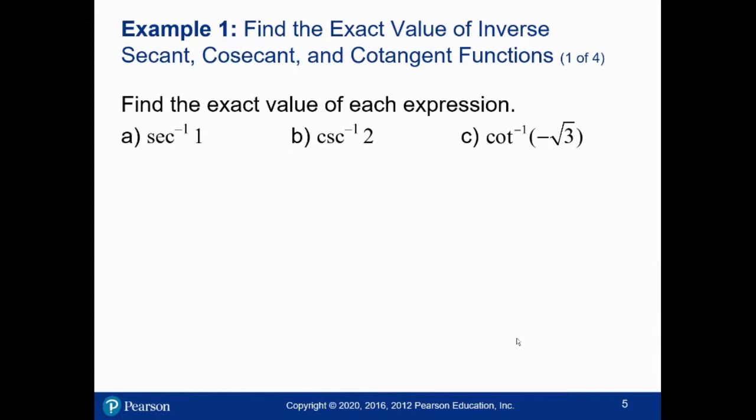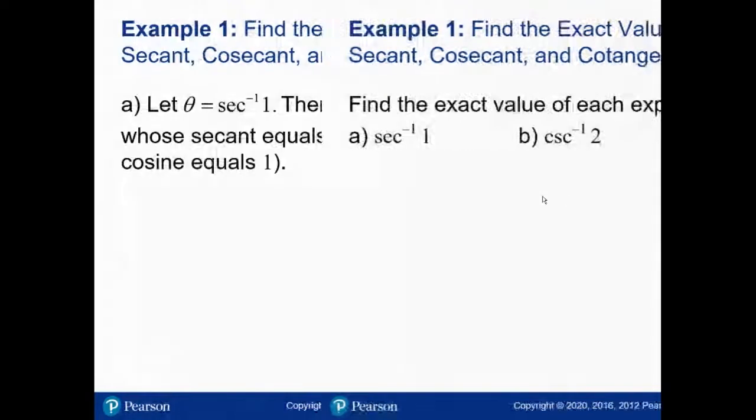So pause and try to work all that out. I'm just going to mark down. This is going to be in quadrant 1 or quadrant 2. This is going to be in quadrant 1 or quadrant 4. This is going to be in quadrant 1 or quadrant 2. So pause here and figure this out. So let's check our answers.